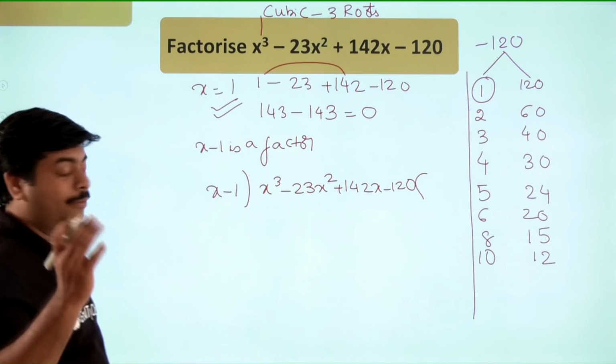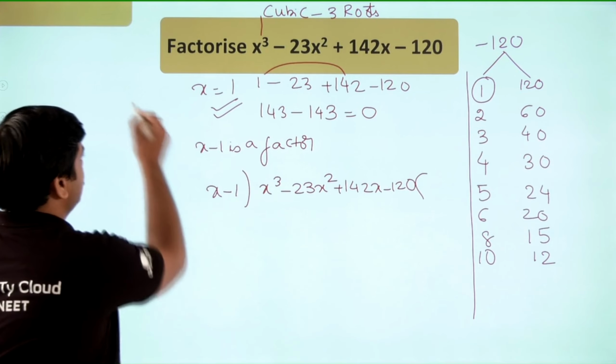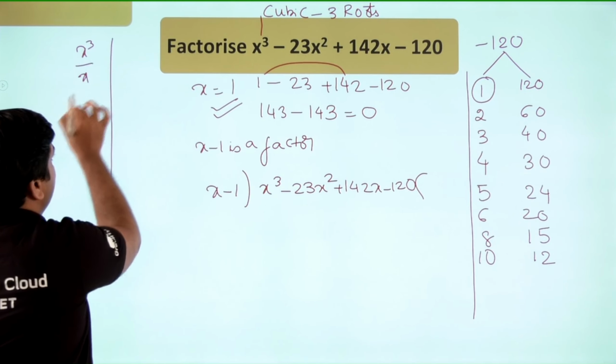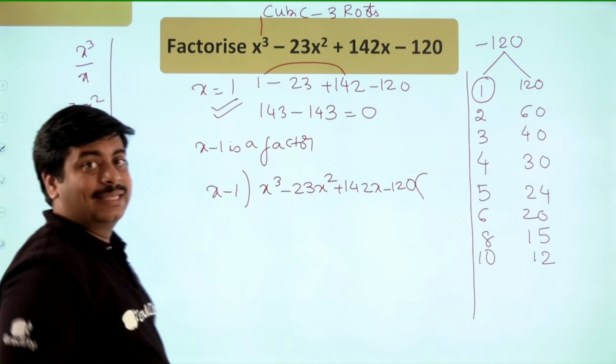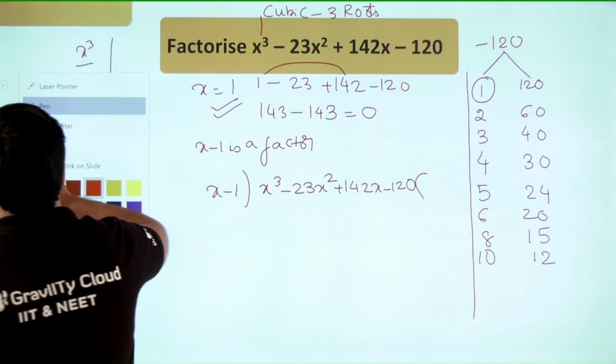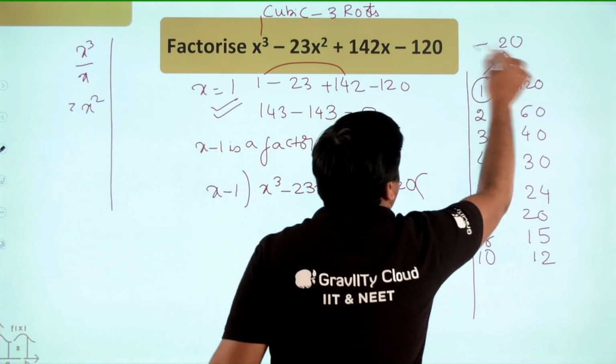So I told you, if you can remember the procedure, x cube divided by x. Okay, I'll use this space. x cube divided by x will give me x square. So write x square here. Let me erase this part. This is not required as of now. Okay, so I am just erasing this one.